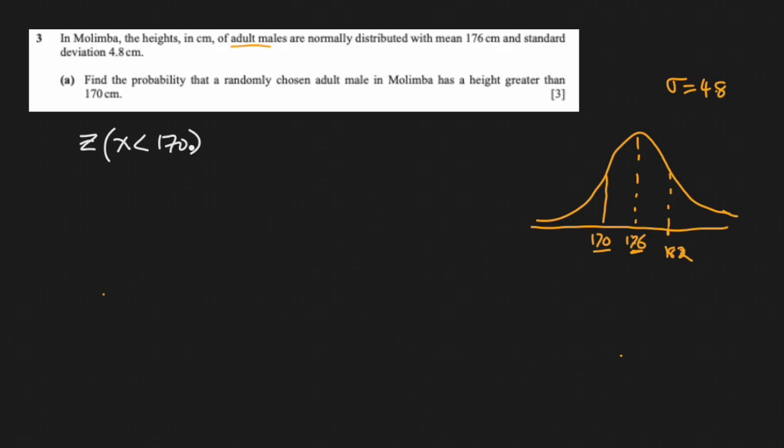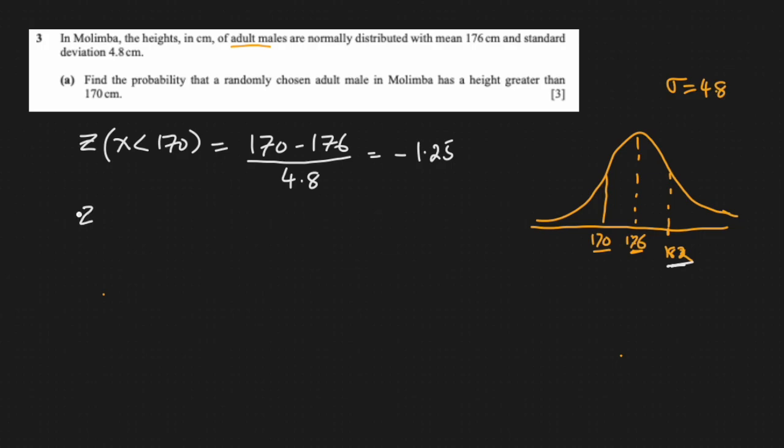170. For that, we write the data we have: 170 minus mean divided by standard deviation, which is 4.8 in this case. And can you see 170 minus 176 is negative. We'll get a negative z-score, but we'll convert it to positive, which will become the z-score for 182. So minus 6 over 4.8, 1.25. So minus 1.25 is the z-score. But since 182 is the same distance on the other side and gives us the same answer, we'll use the positive z-score in this.